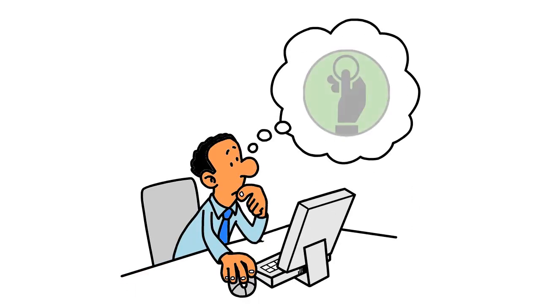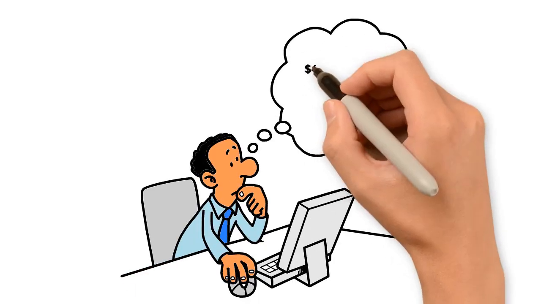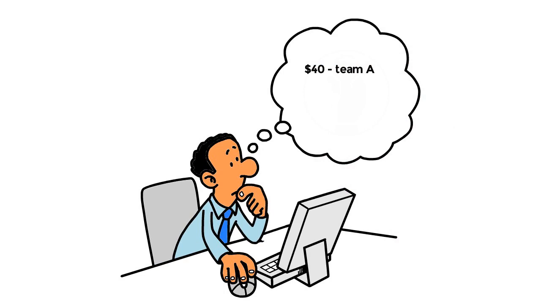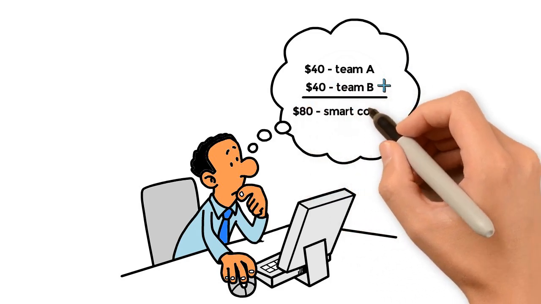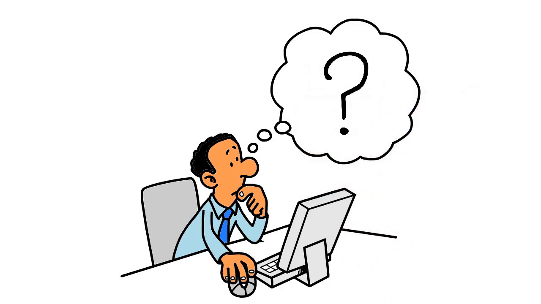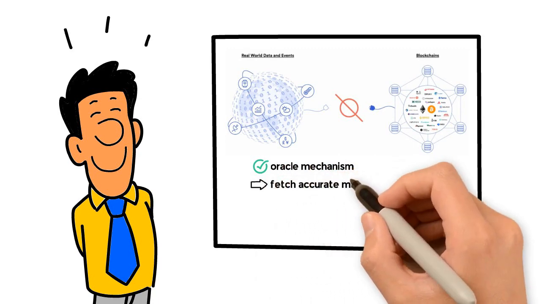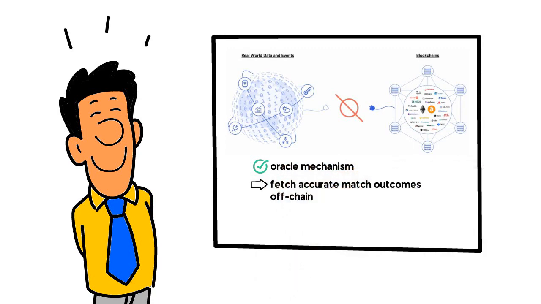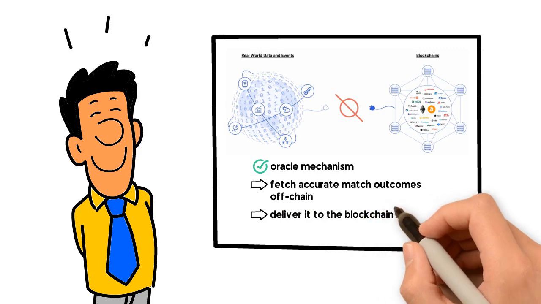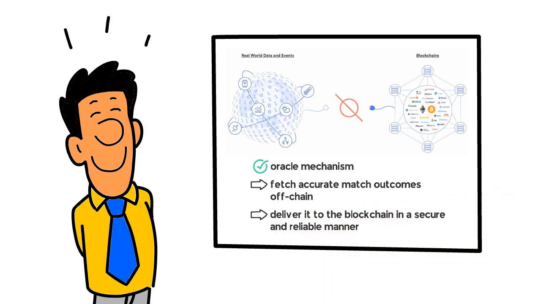Imagine John and Paul want to bet on the outcome of a sports match. John bets $40 on Team A, and Paul bets $40 on Team B, with the $80 total held in escrow by a smart contract. When the game ends, how does the smart contract know whether to release the funds to John or Paul? The answer is, it requires an oracle mechanism to fetch accurate match outcomes off-chain, and deliver them to the blockchain in a secure and reliable manner.